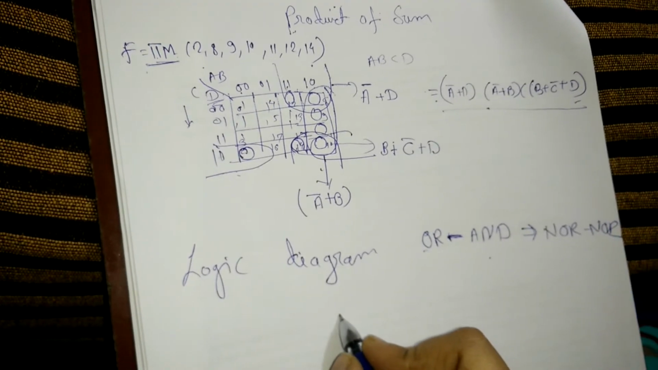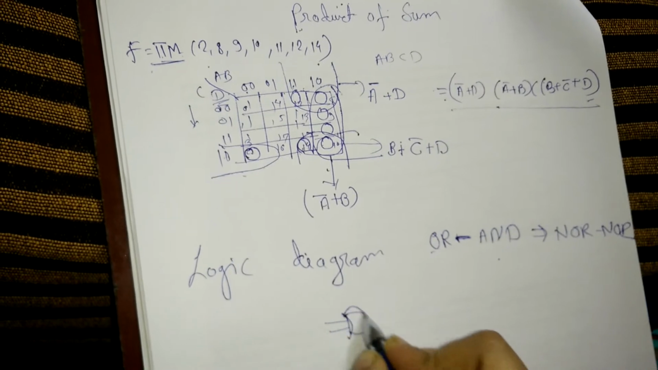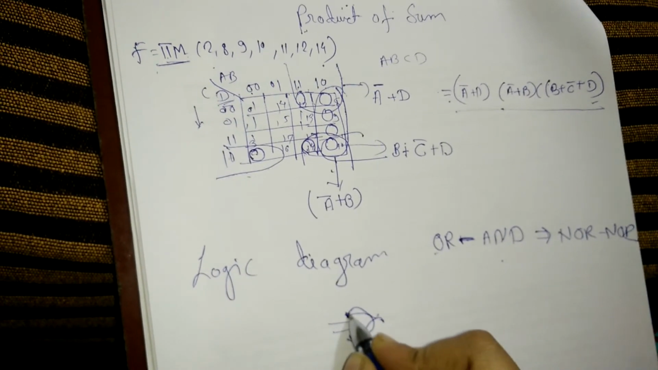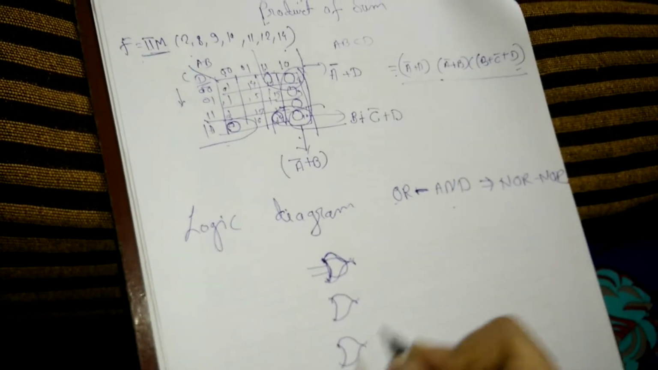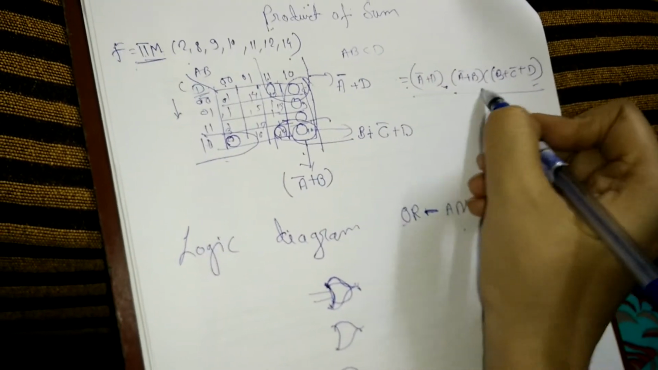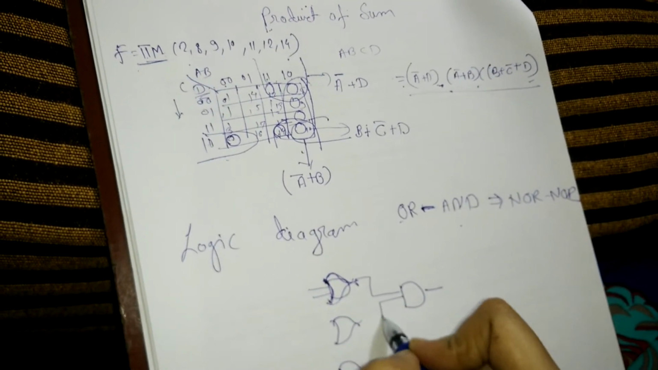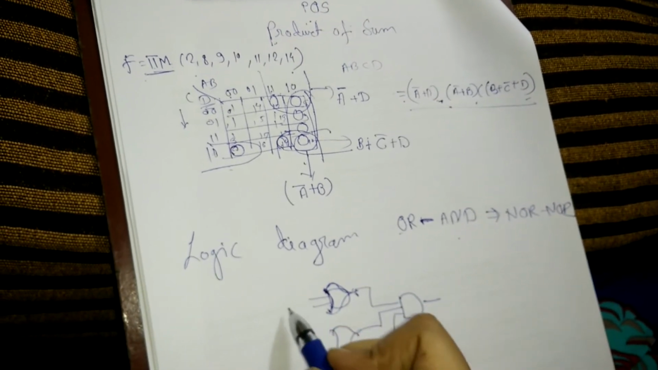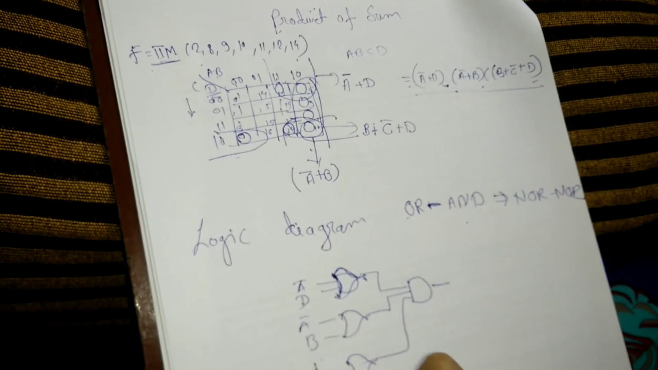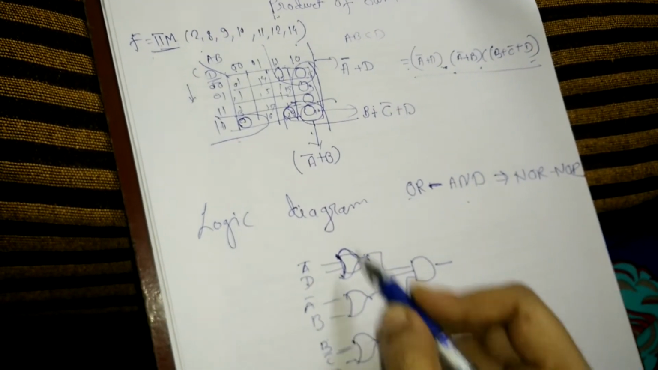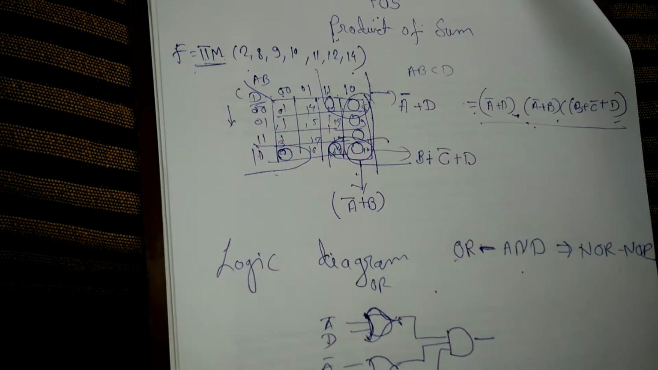The first term, that is A bar plus D: every plus sign gets converted to the OR logic gate, whereas the into sign gets converted to the AND gate. So here is A bar plus D, A bar plus B, and lastly B plus C bar plus D. So this is the OR AND representation for this minimal expression.